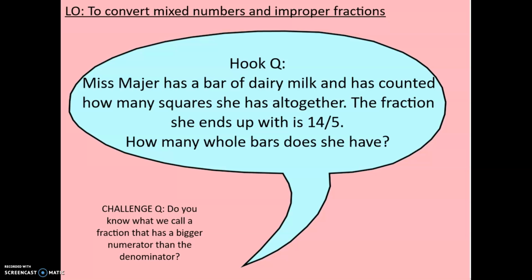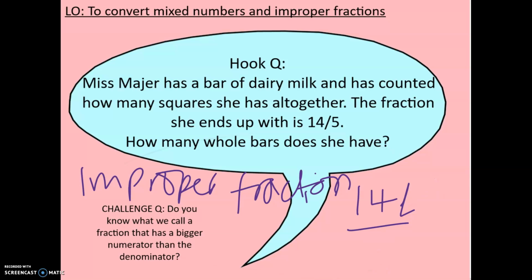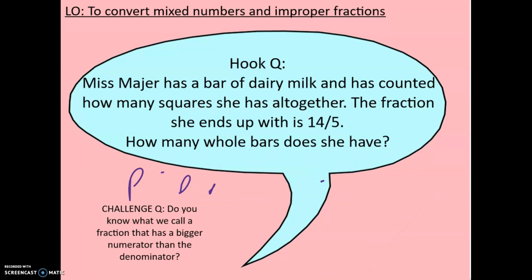Just a reminder from yesterday, let me just find my little pen. A fraction that has a bigger numerator than it does a denominator is called an improper fraction. Oh, I forgot the I. Okay, you're going to hear that word a lot today, an improper fraction. And just to remind you as well, if we see a number that has a whole and then has a part, this is called a mixed number. So you're going to need that vocabulary today.